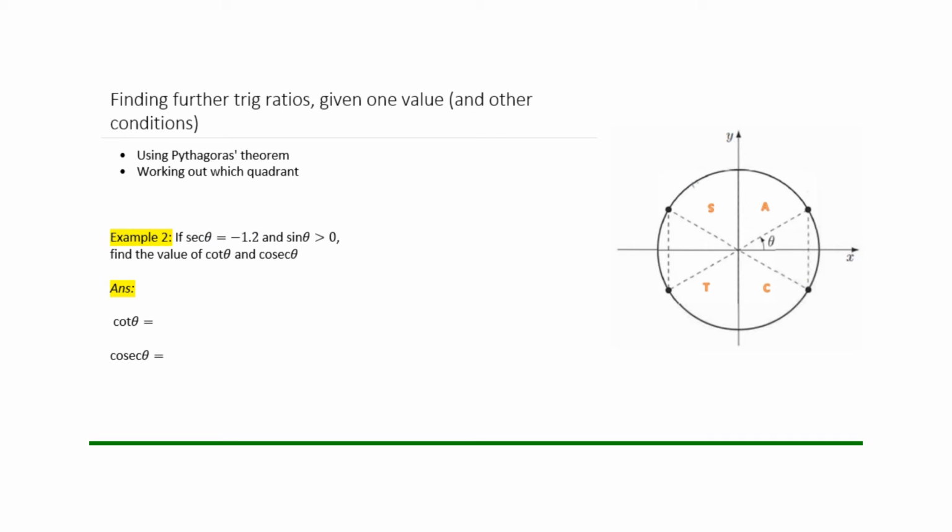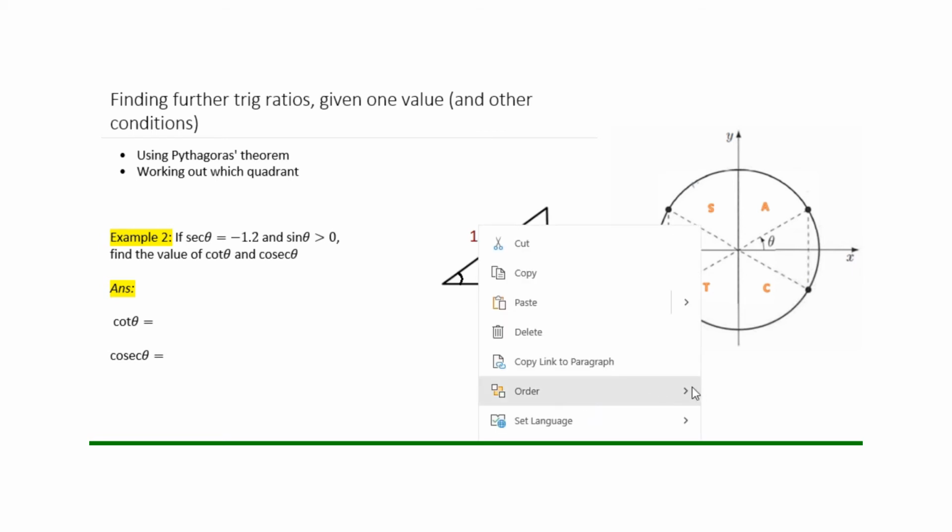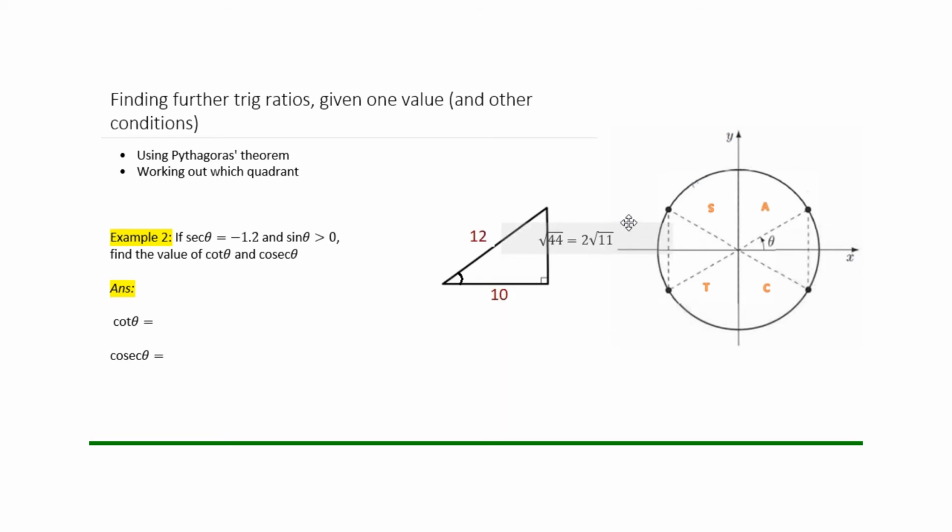Same step, we need to draw the triangle. So H over A is, now 1.2 is 12 over 10. We can convert into fractions. Now we work out the third side of this triangle: 12 squared take away 10 squared, then square root, we have square root of 44. Or if we simplify it, it is 2 root 11.